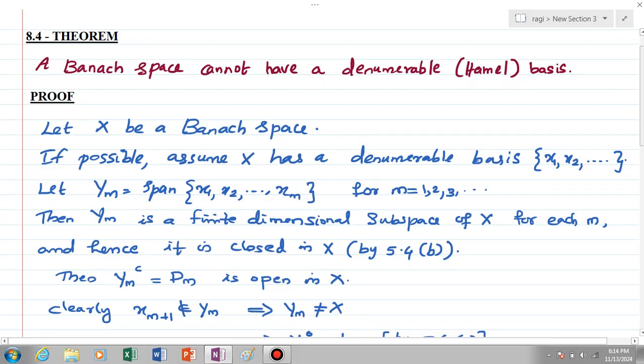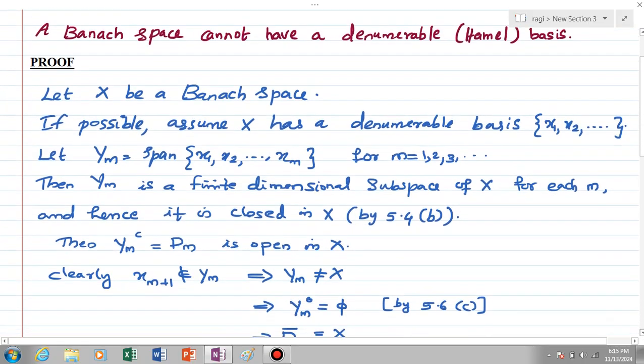So Y1 is the span of the first element and Y2 is the span of the first two elements in the basis, and in general Ym is the span of the first m elements in the basis x1, x2, etc. Clearly each Ym is finite dimensional, so it is a finite dimensional subspace of X for every m. And so it is closed in X for every m because of Theorem 5.4 part b. So each Ym is a closed subspace of X. Now let the complement of Ym be Dm, that is Ym complement equals Dm. Since Ym is closed, each Dm is open in X.